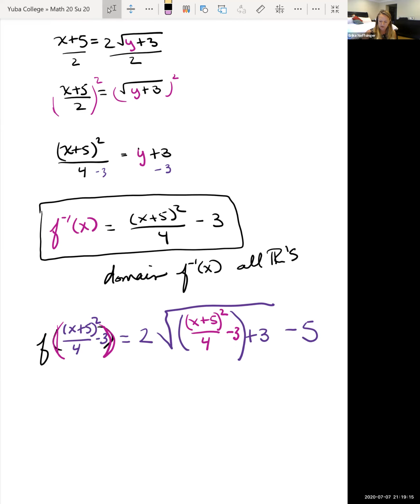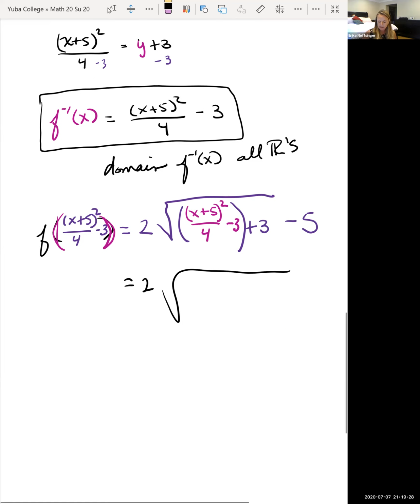Okay, so simplify and let's show that this is the same thing as x. So we have 2 square root. Well, we technically don't need those parentheses around here. It just kind of helps us to show where we're plugging x in. And so notice our negative 3 and plus 3 cancels. So we're left with x plus 5 quantity squared in the numerator all over 4. And then outside of the radical, we have this minus 5.